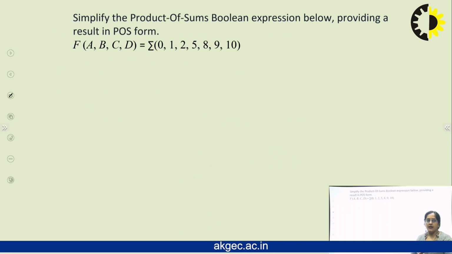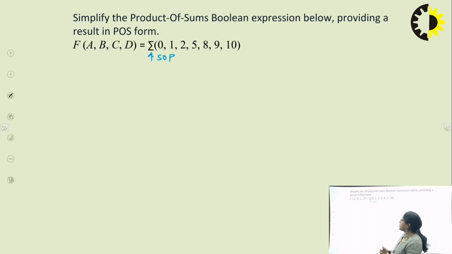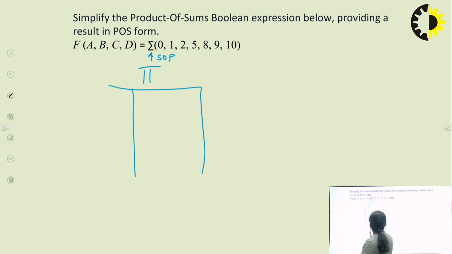Suppose we are given an expression with a summation sign. This summation sign represents the SOP form. So the function is given in SOP form, but the simplified function we need is in POS form, that is product of sum. And when we write the expression in POS form, we use the multiply sign. In this case again there are 4 variables, so we will draw a 4 variable K-map directly as given.